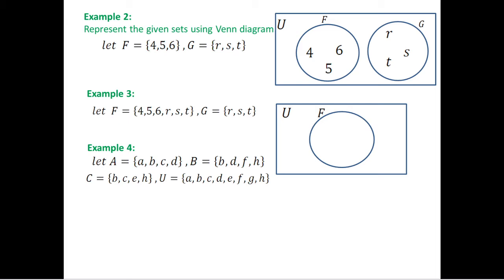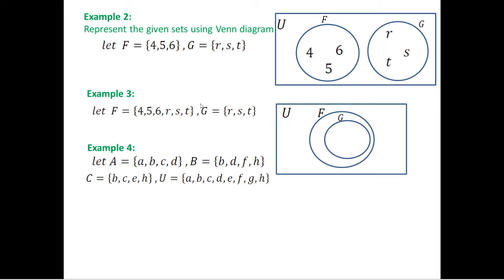But before you draw the G, look at the elements of G. These elements of G are all inside F also. So G is a subset of F. So we draw G inside F, because all the elements of G are also elements of F. So G is a subset of F. So that is how you draw a set which is a subset of another set in a Venn diagram.